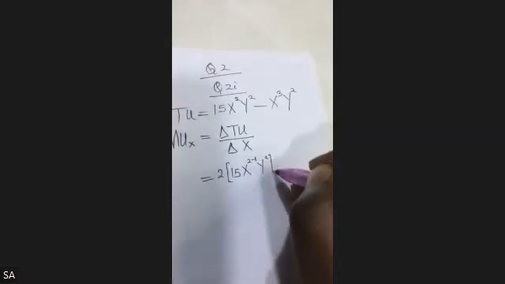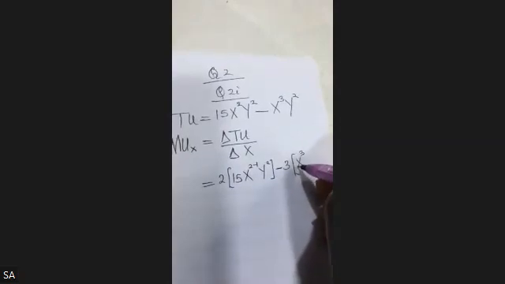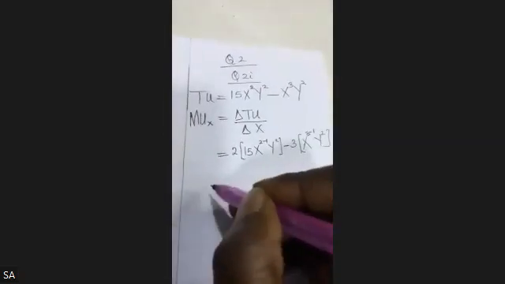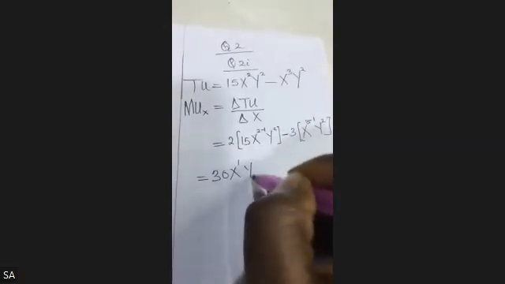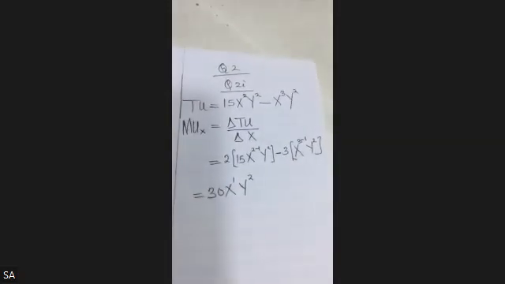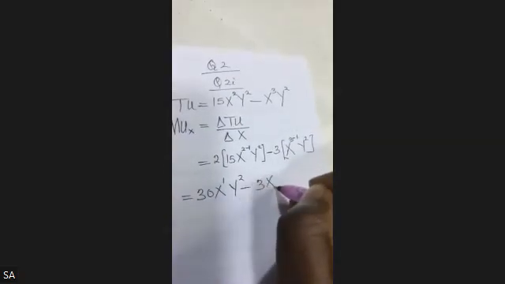Then minus, the power on x is 3, so this will be 3, open bracket, x raised to power 3. If you remember, you are differentiating with respect to x. Remove 1 from here, leave y alone the way it is. So now let's sort it out. So this will be 30 x raised to power 1, y raised to power 2, minus 3x, raised to power 2.